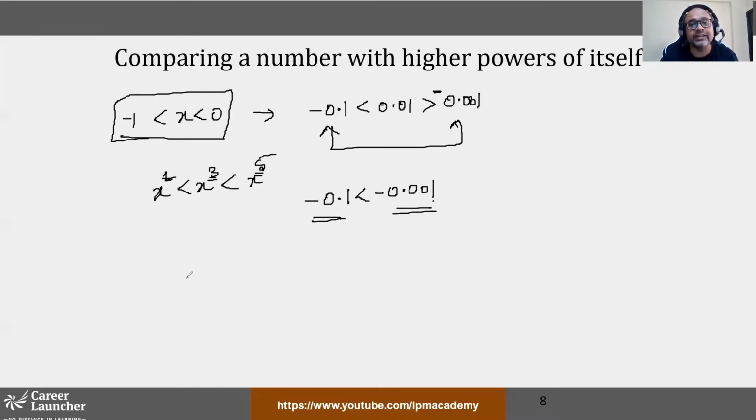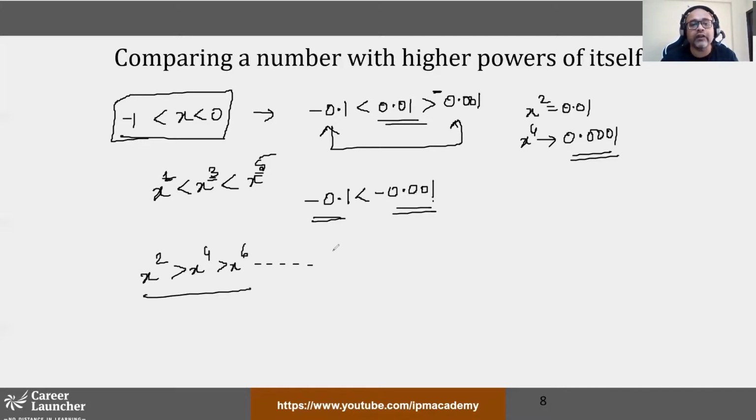So when you have even powers, what happens then? You will get x square, remember, x square is 0.01. What is x power 4? x power 4 is 0.0001. It is becoming even smaller. So you will get x square greater than x power 4, greater than x power 6, and so on. And all of them will always be greater than the odd powers.